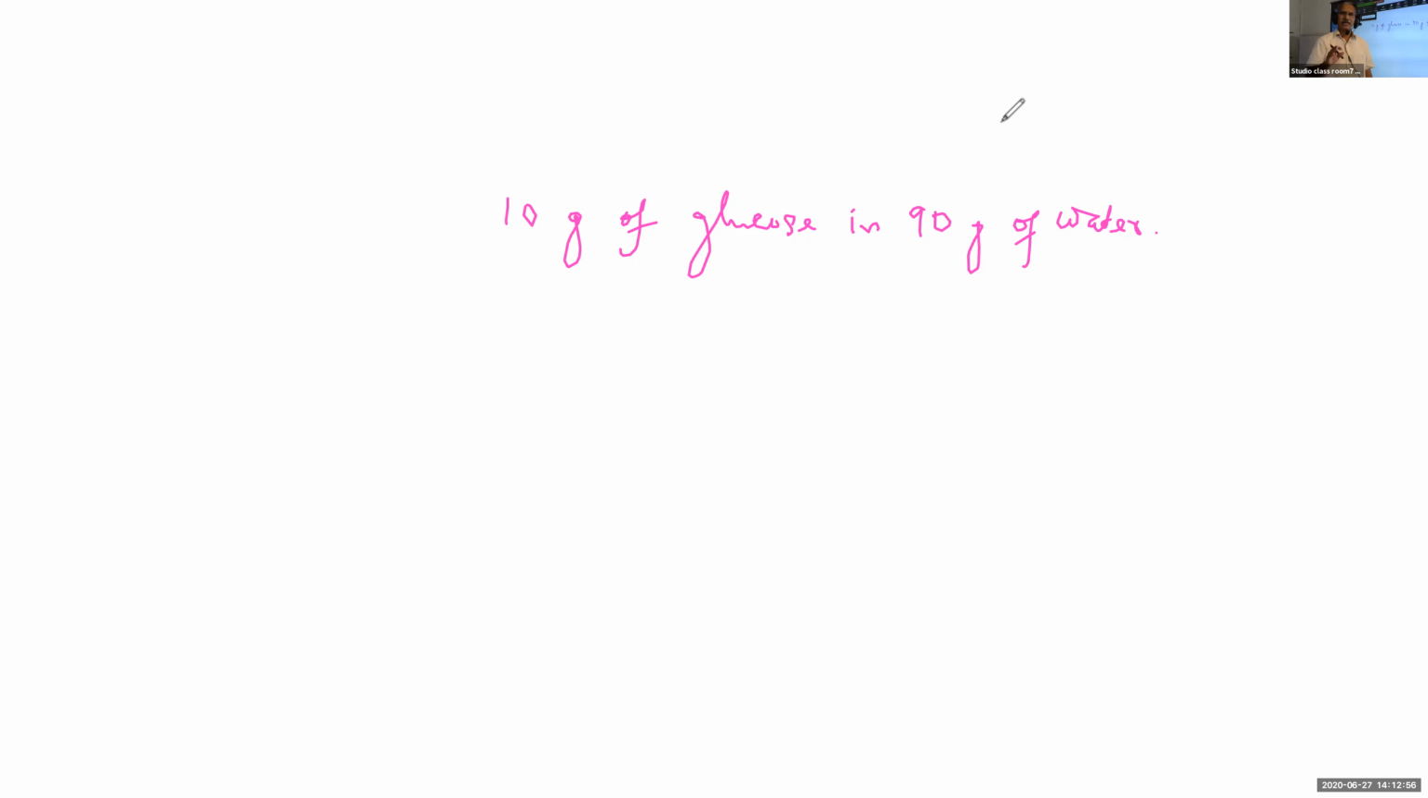Now you calculate the mass percentage of glucose. How can you find out? The mass percentage of glucose is equal to mass of glucose by mass of solution into 100, that is mass of solute by mass of solution into 100. Here the solute is glucose, so mass of glucose is 10 by mass of solution. Mass of solution is the sum of the masses of the solute and solvent, that is 10 plus 90.